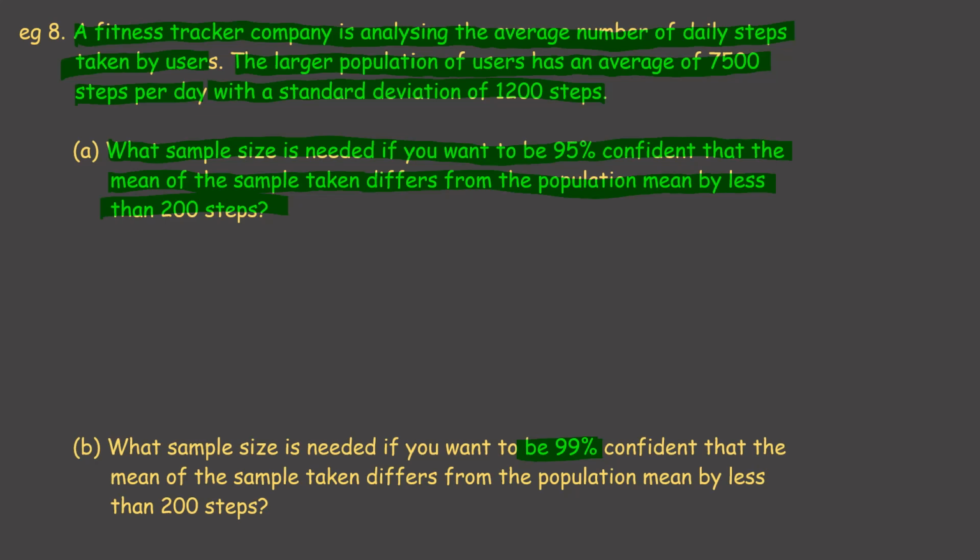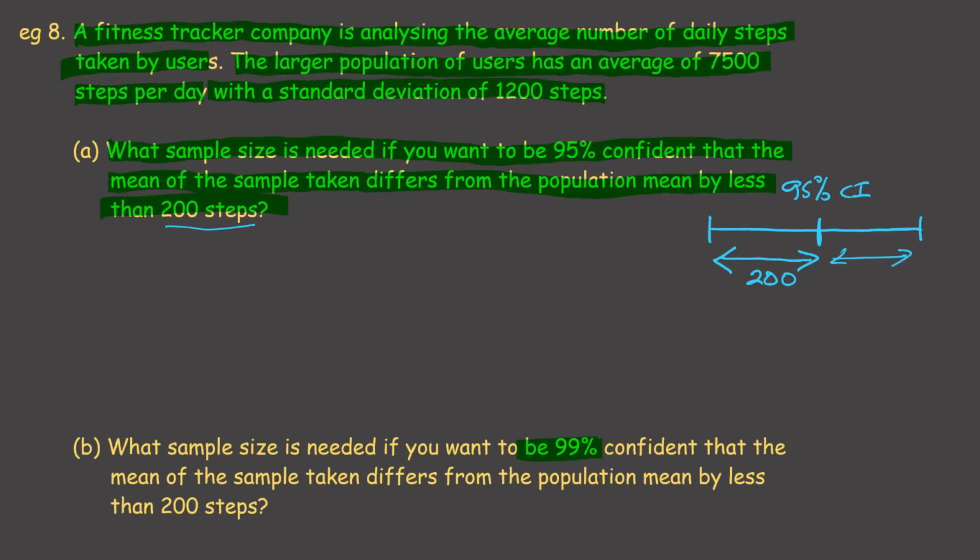So what do we want here? We're trying to produce a 95% confidence interval. The center of that interval would be here, and we want the width of this interval to be 200. Well, the width of the interval is going to be 400, but it says within 200 steps of the mean, so that's 200 either side.